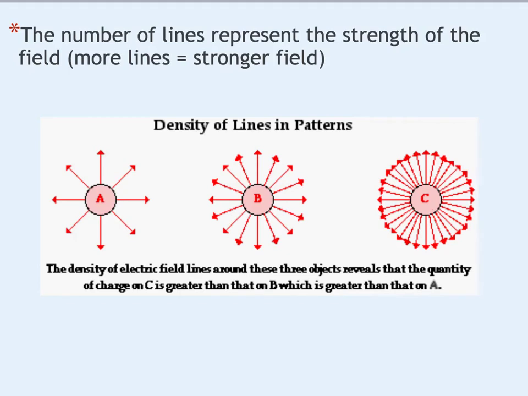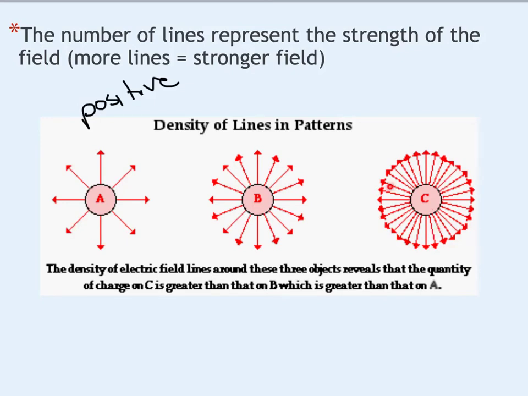Okay. Here also the third rule is that the number of lines represent the strength of the field, more lines being a stronger field. So if we look at these three examples, all of these you should be able to identify because the charges going out, these are all positive charges, okay? And this one only has just a few. This one has 8, this one probably has 16, and this probably has 32 if we counted them all out.